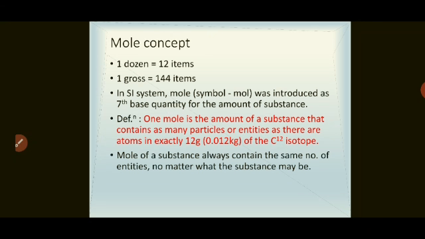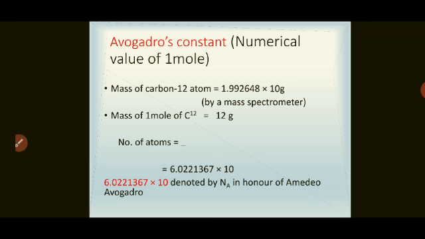So a mole of a substance always contains the same number of entities, just like a dozen or a gross, no matter what the substance may be. So this constant is called Avogadro's constant, and this is the numerical value of 1 mole. Now how is it calculated?